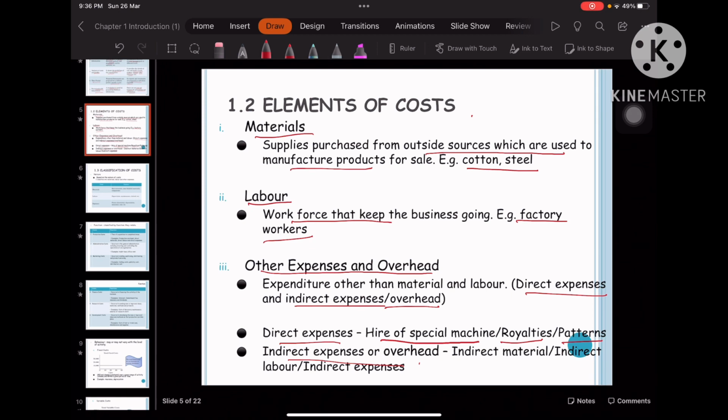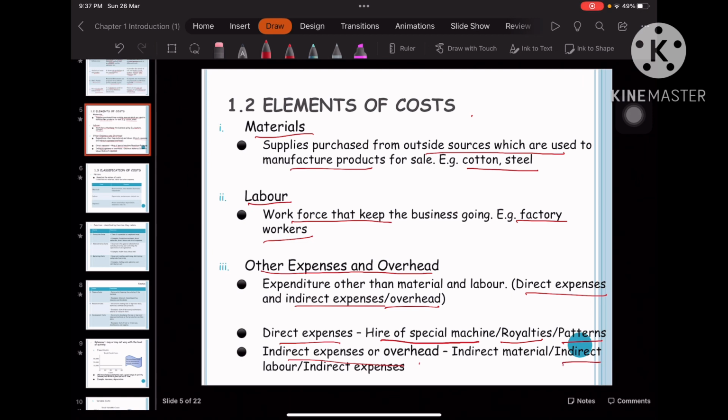So we have material, but this one is indirect material. Indirect material is not the main ingredient, it is actually the minor one. For example, if we are producing cars, we need steel, we need rubber. That one is the direct material. The indirect one is something like glue, something we couldn't see. We couldn't see the glue in a car. So it is a small amount of material that we use.